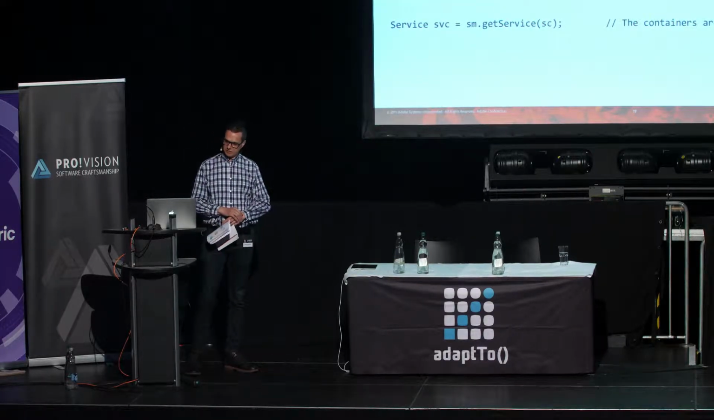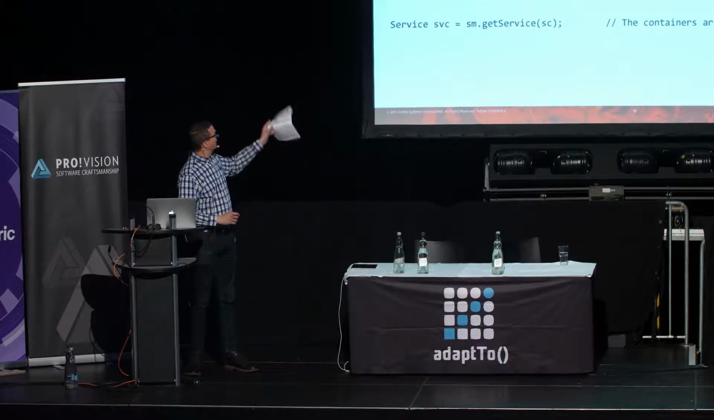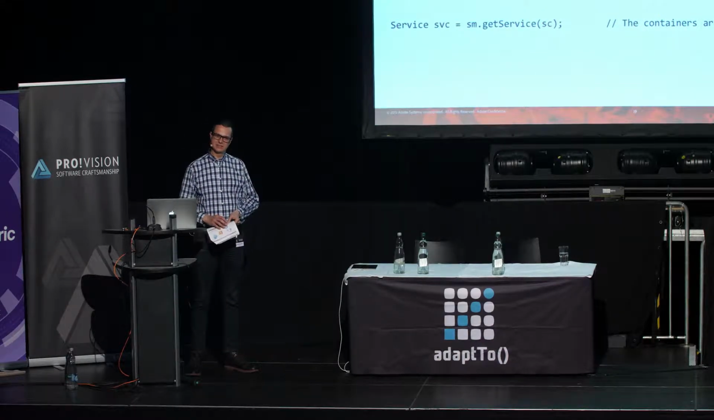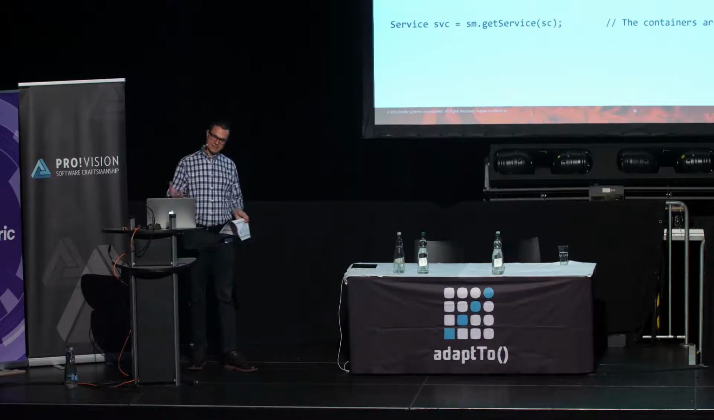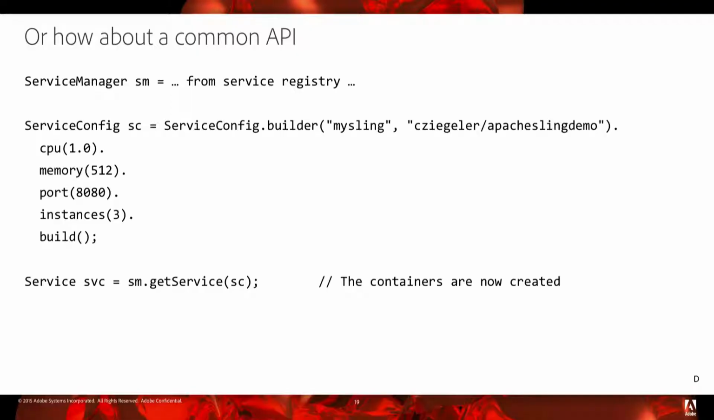And then on the service manager, you simply call get service. And the service manager is the interesting bit, because if you're using OSGi services, you actually get it from the service registry. And it is the one that you've configured to use. So it's either Marathon or local Docker or Kubernetes, for example. And it just makes it happen.